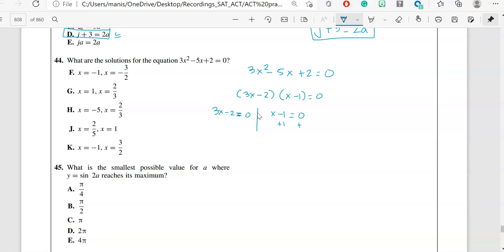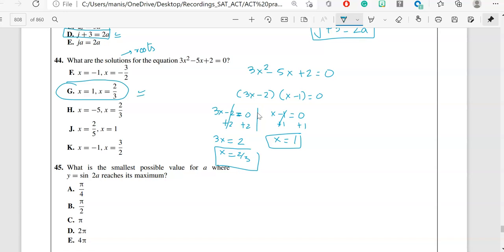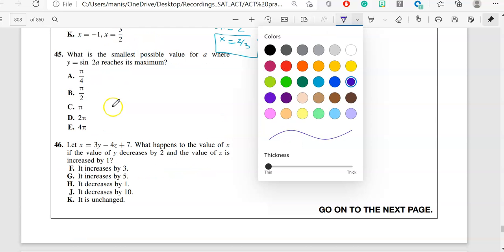So I will add 1 to both sides of x minus 1 equal to 0, and the value of x is 1. In the other case, I will add 2 to both sides. It will be 3x is equal to 2, and dividing by 3, x is equal to 2 over 3. So I got two values of x, and these are called the solutions of the equation. Sometimes the question will say roots of the equation. Looking at this, I believe option G is the correct answer for this problem.